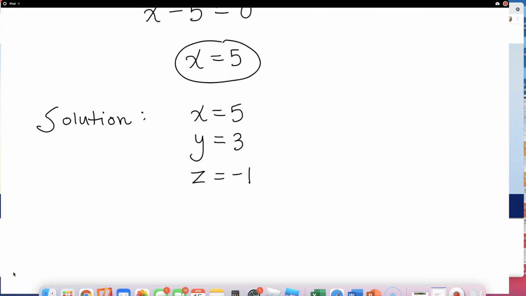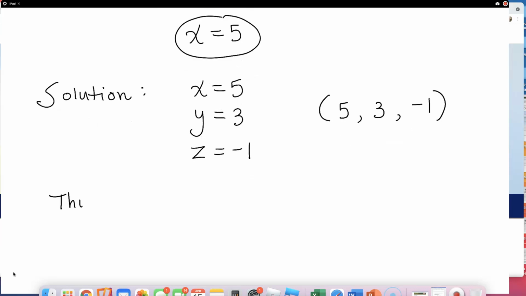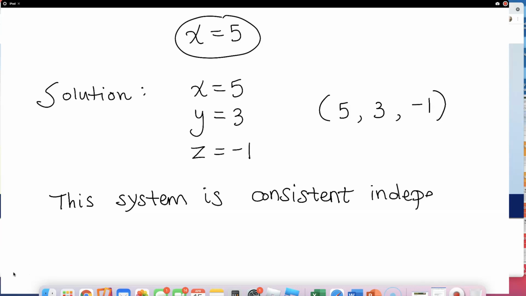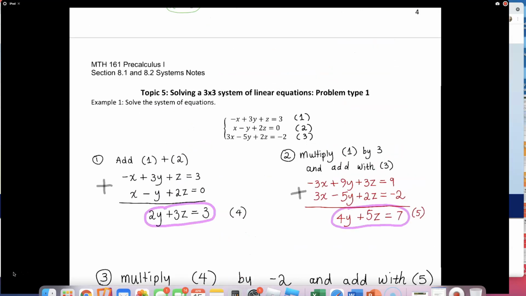You can write this as an ordered triple. You can do 5, 3, and -1. Since we have a unique solution, we get to say that this system is consistent, independent, with this single unique solution of 5, 3, -1. Okay, so this is how you can solve a 3 by 3 system using the multiple elimination method.